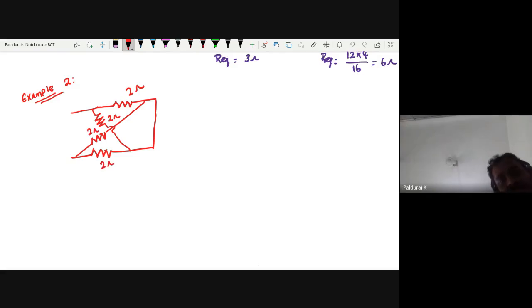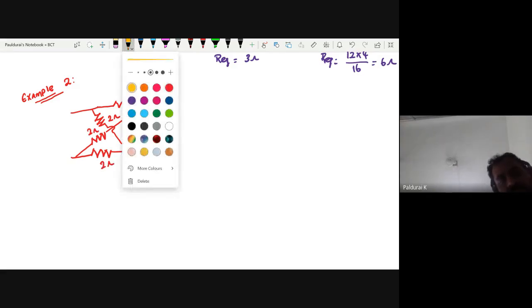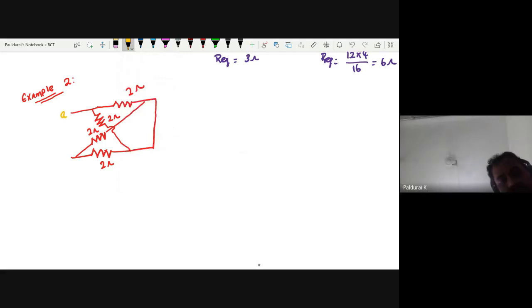This is my A point and this is my B point. Find R sub AB. My question is to find the equivalent resistance across AB. So take 2 minutes and let me know the answer.